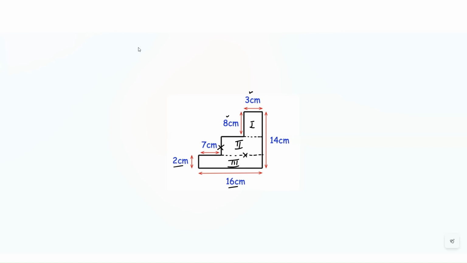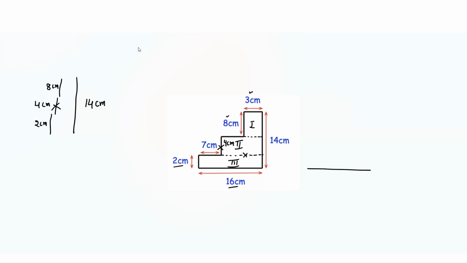So to calculate the vertical one, first I will draw 2 centimeter. This one we don't know. This one we know, which is equal to 8 centimeter. And this bigger one is given, which is equal to 14 centimeter. That means 8 plus 2 plus this missing side length should be equal to 14. So 8 plus 2, 10, and 10 plus 4 is 14. That means this side length is equal to 4 centimeter.